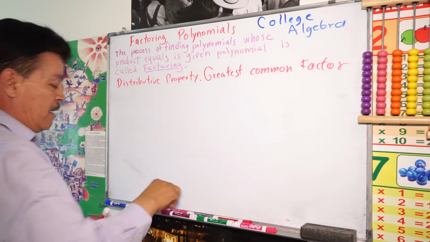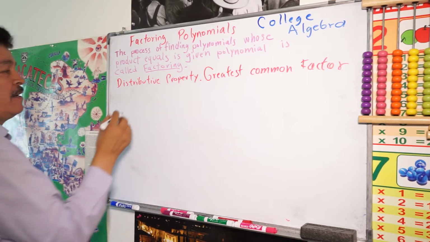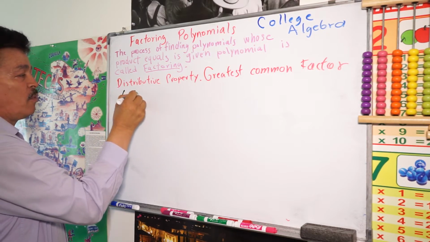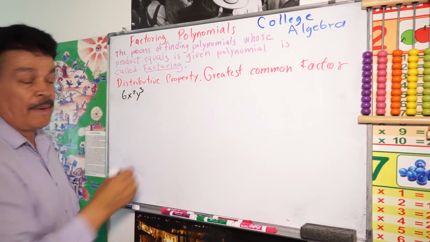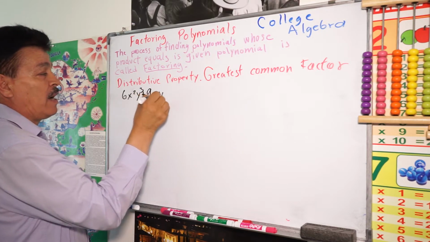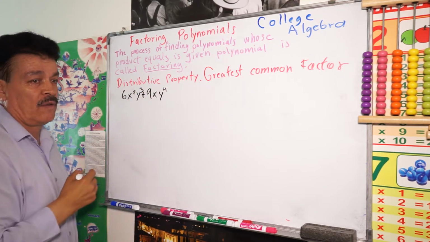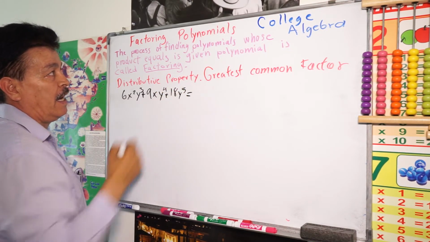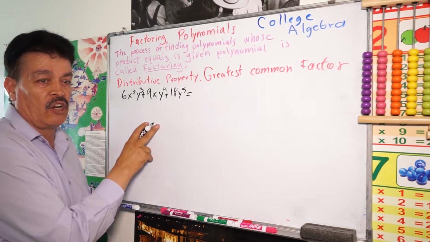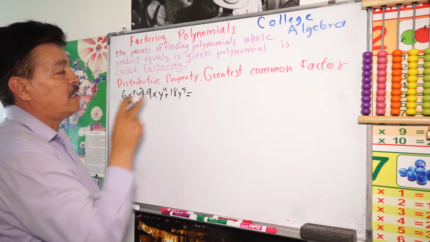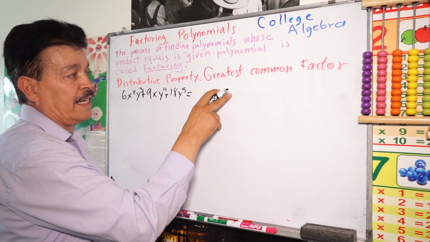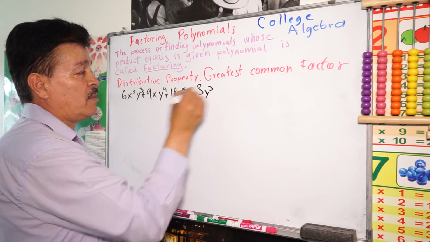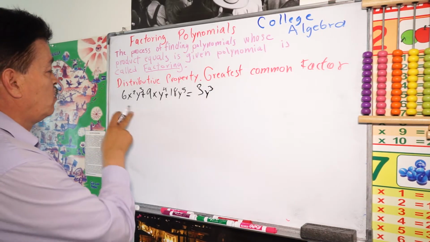So let's see one example here. If we have 6x to the second power y to the third power plus 9xy to the fourth power plus 18y to the fifth power, how do we factor this polynomial? Applying the distributive property and using the greatest common factor, we are going to have 3y to the third power.